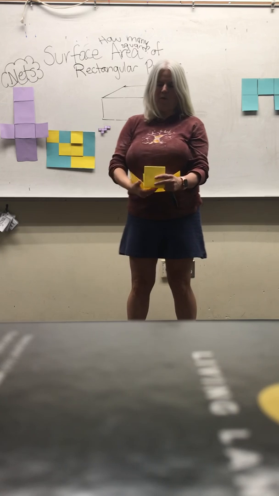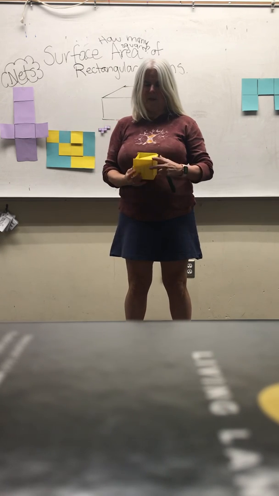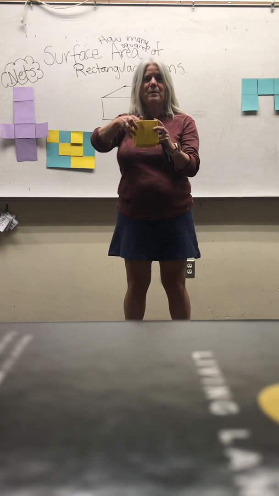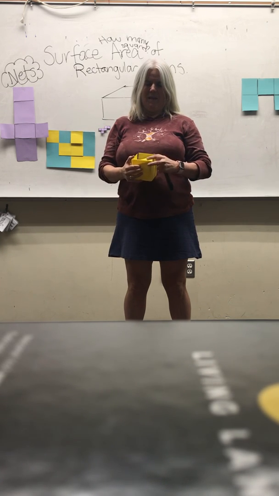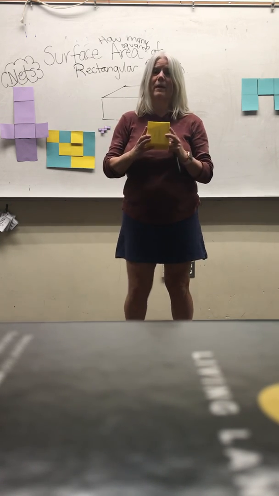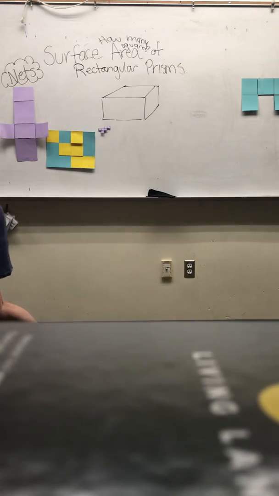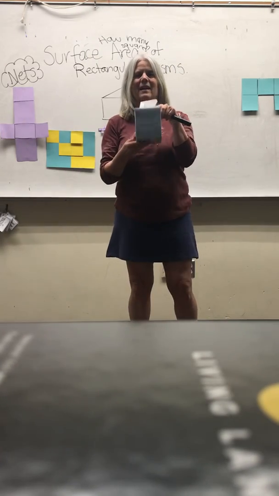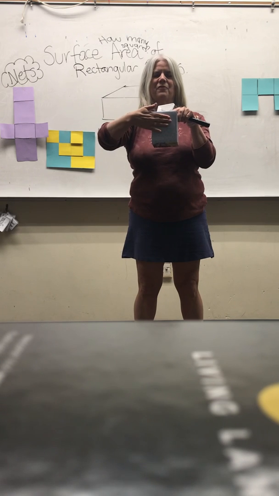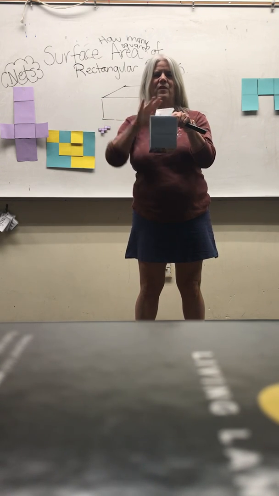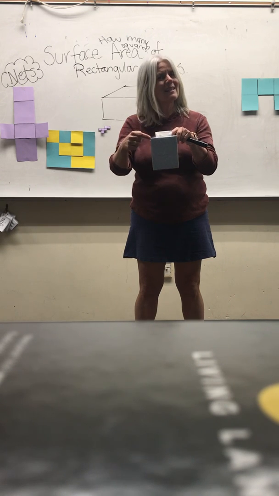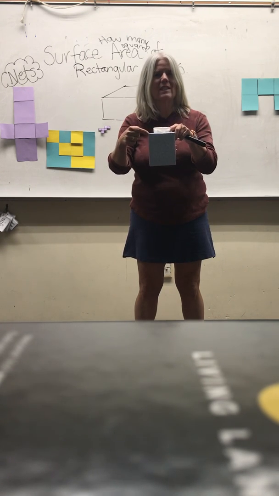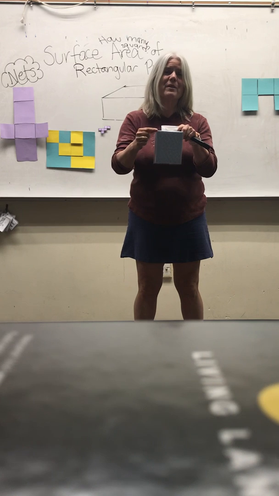Remember, let's go through our vocabulary again. This is a rectangular prism. This is a net. This, I'm going to go back to my one that's all put together. This is a rectangular prism. This is a face. Face, face, face, face, face, face. This is an edge. And this is a vertex. Vertex, or one of them is a vertex.